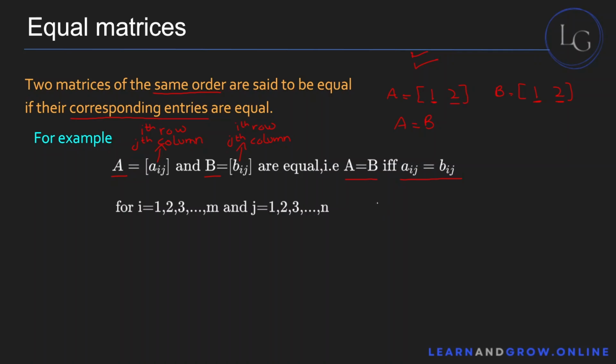Another example, just to clarify: let's say we have matrix A here. It is 1, 2, 3, and 4. Matrix B, 1, 2, 3, and 4. They are both of the order 2 by 2, and their corresponding entries are equal: 1 and 1, 2 and 2, 3 and 3, 4 and 4. So A is equal to B.